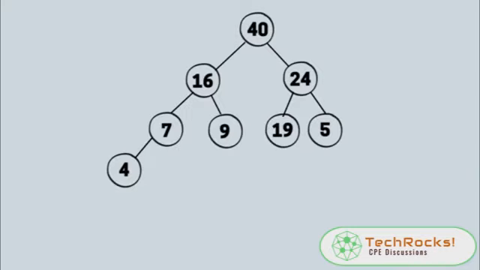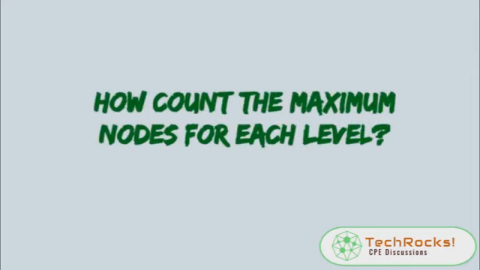Here's a tip. When doing a binary tree, the program reads the left side of the binary tree first, to be followed by the next subnode or parent node. Now, how can we count the maximum nodes for each level? The answer is simply 2 to the power of I, where I is equal to the level.